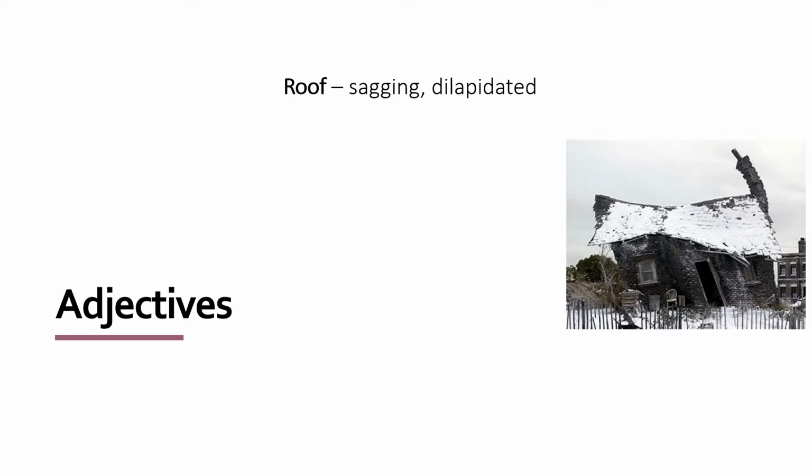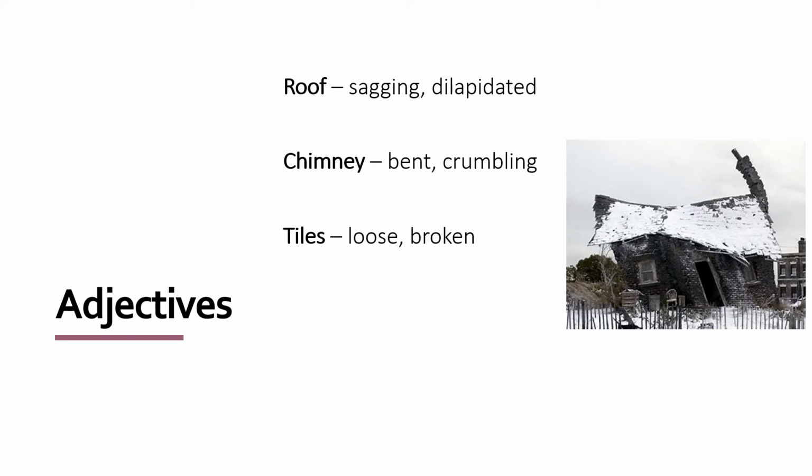be falling apart. If you've written the word chimney, you can look at it and see that it's bent and crumbling. The tiles, we're using adjectives such as loose and broken because it appears that they are falling off the roof. House, or should I say hovel, which is a word for a not well looked after house. And you could describe that as ramshackle because it's not put together well and it's obviously falling apart.